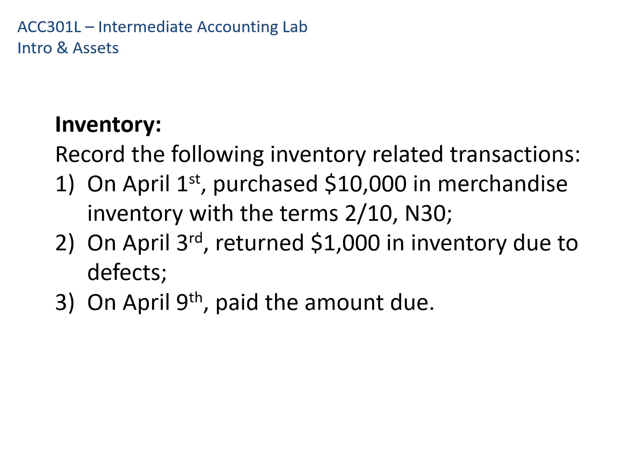The next category is inventory, and what I'm asking you to do here is to record a purchase of inventory under the terms 2/10 net 30. So on April 1st, record the purchase of the inventory. And then on April 3rd, record that we're returning $1,000 of inventory because the product had defects. And then on April 9th, we pay the amount due within the 2/10 net 30 term. So we pay it within the discount term. So go ahead and hit pause and record that transaction.